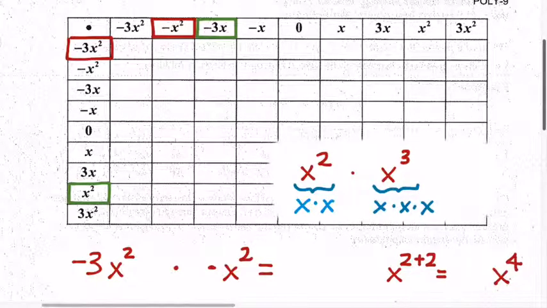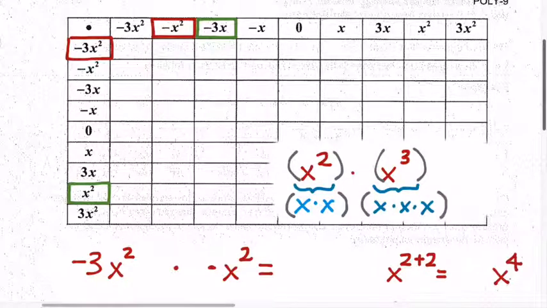So if I want to multiply these two expressions together, x squared times x to the third, what I'm really doing is multiplying x times x by x times x times x. And so the question is, if I have these two sets of parentheses here that are kind of getting in the way of me understanding this expression better, simplifying this expression, what can I do with those parentheses to make this easier to understand? How important are those parentheses?